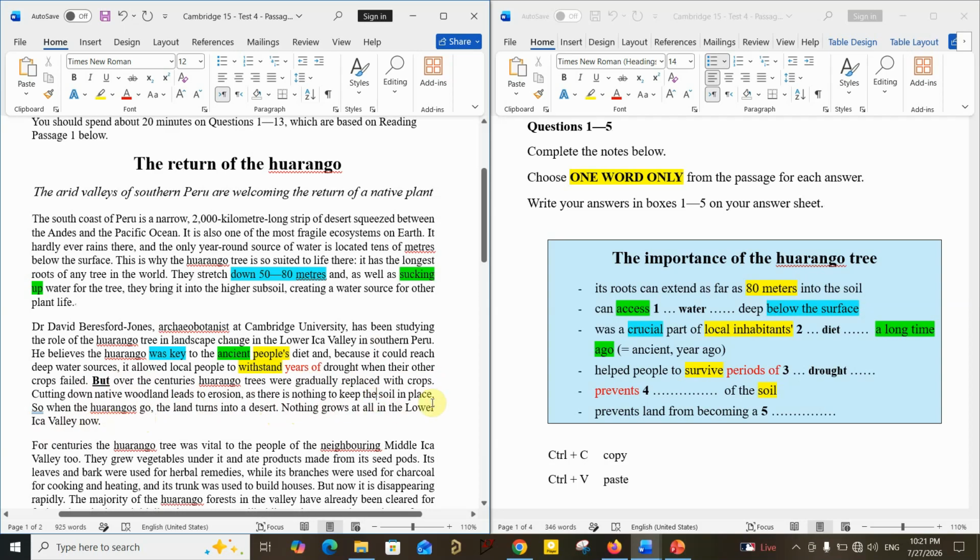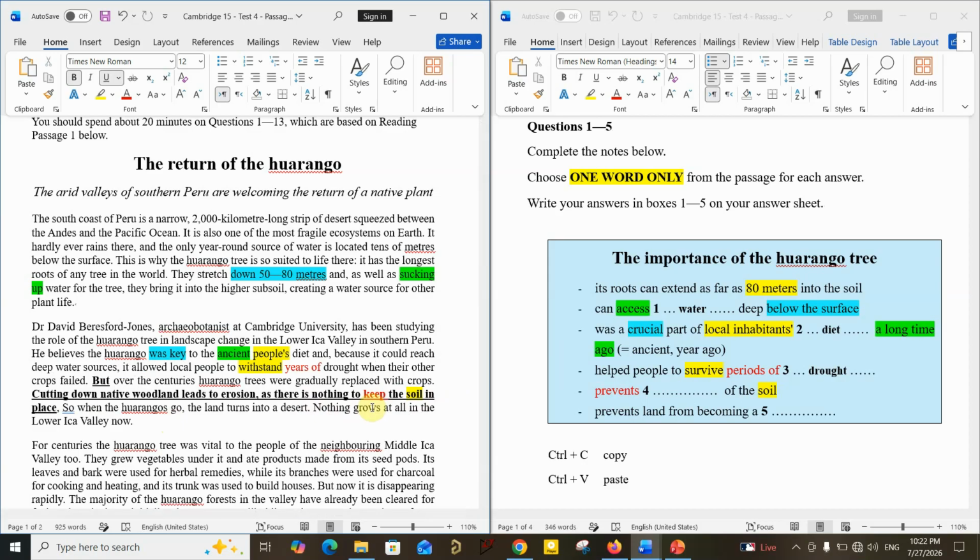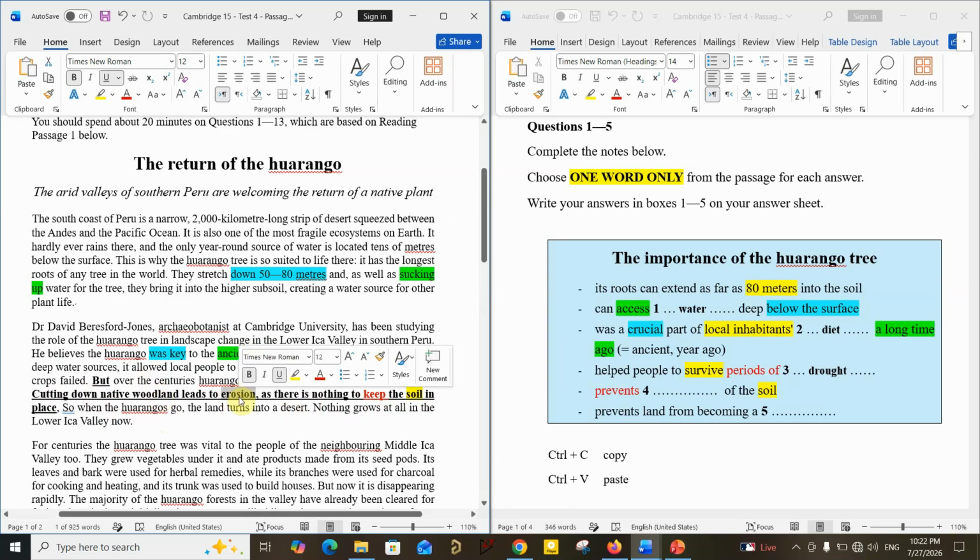So your answer would be in here. You see here mentioned soil and keep or prevent, something like keep. Keep what? Prevents what of the soil? Something related to the soil. First of all, here it says that cutting down native woodland leads to erosion. And then he says that as there is nothing to keep the soil in place.